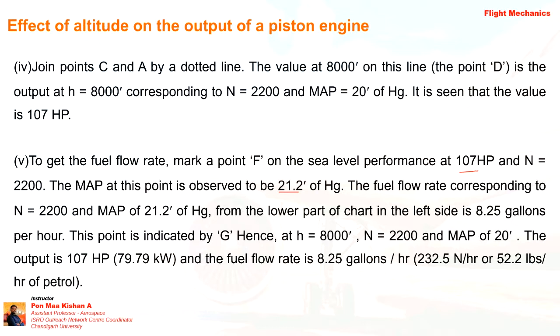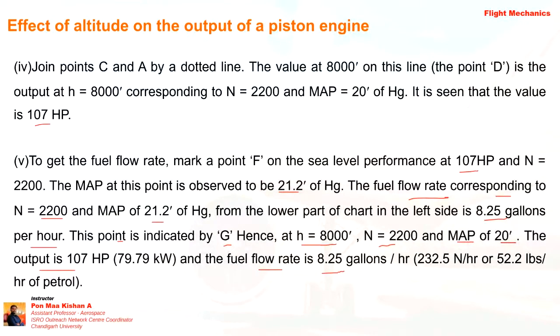So the fuel flow rate corresponding to 2,200 RPM and 21.2 is 8.25 gallons per hour. This point is indicated by G. Hence, at an altitude of 8,000 feet with a rotational speed of 2,200 RPM and a manifold air pressure of 20 inches of mercury, that is the given data, the power output is 107 HP and the fuel consumption rate is 8.25 gallons per hour.